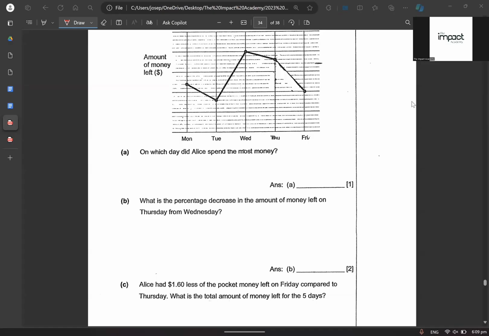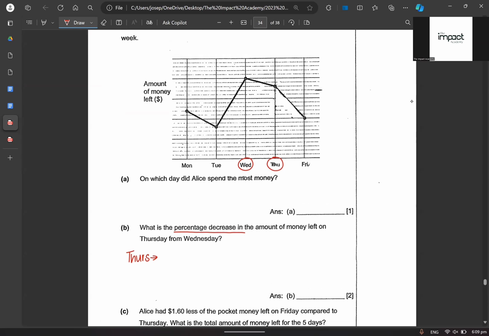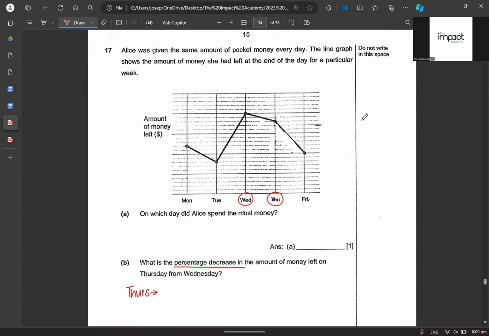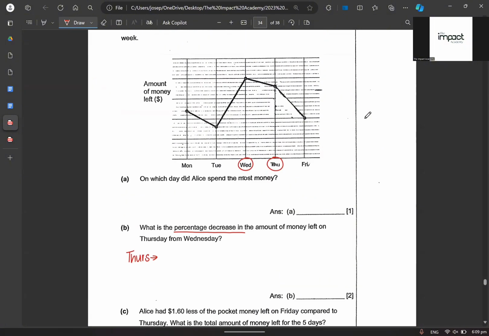Well, they say the decrease in the amount on Thursday from Wednesday. Agree so far? Okay, let's ask ourselves, Thursday, how much is on Thursday? Do you know how much is on Thursday? No. You have no values, right? When you have no values, what do I always say? Use units to represent, right? So let's talk about Thursday first.